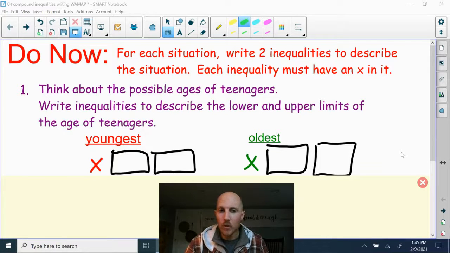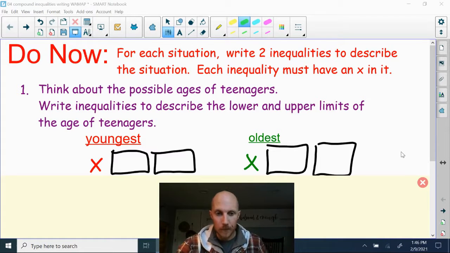So for each of the two following situations, we're going to write two inequalities to describe the situation. Every inequality is going to have an x in it. We're going to use x to represent the age. So here's situation number one. Think about the possible ages of teenagers. We're going to write two different inequalities to describe the lower limit, that's one, and the upper limit, that's the other, of what ages are considered teenagers.